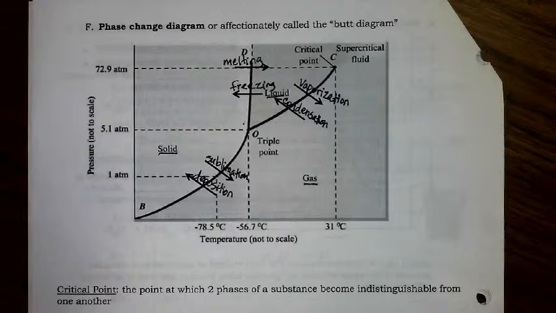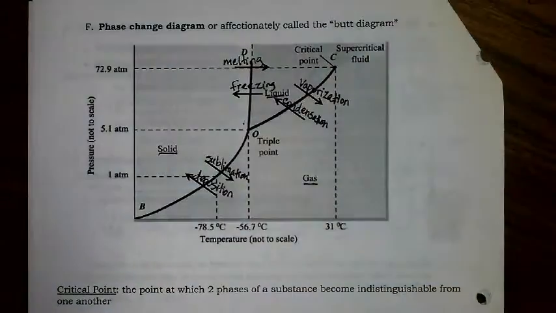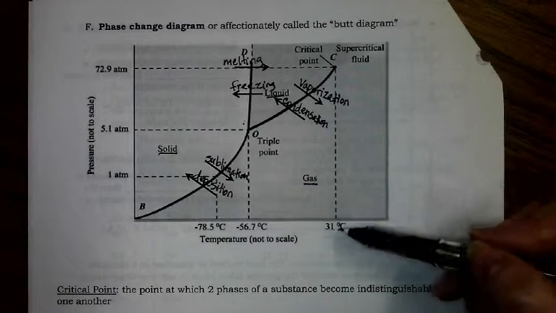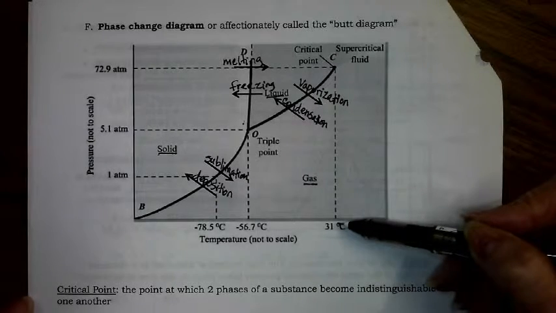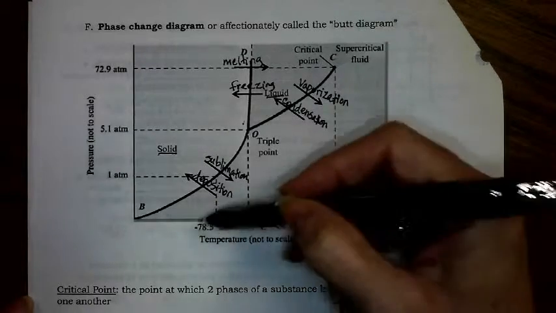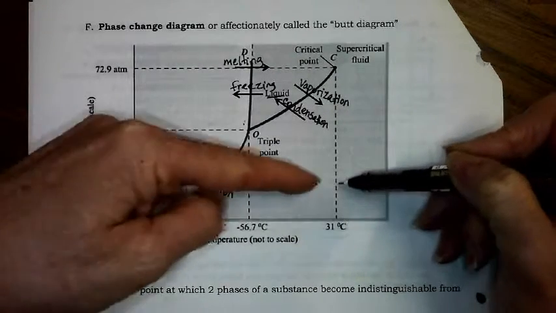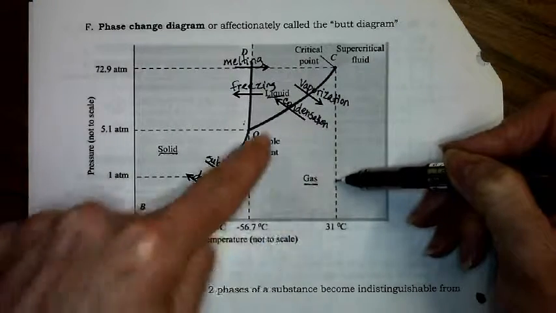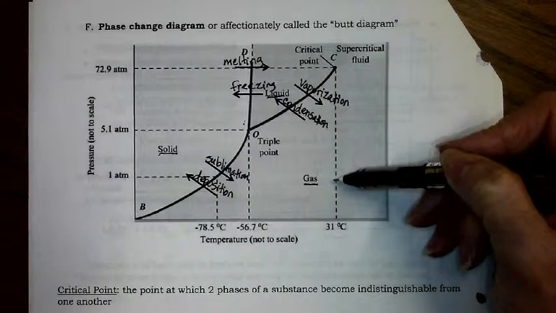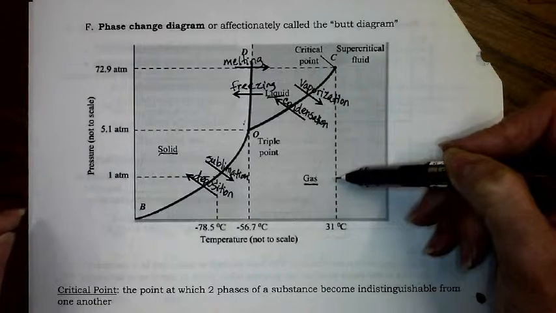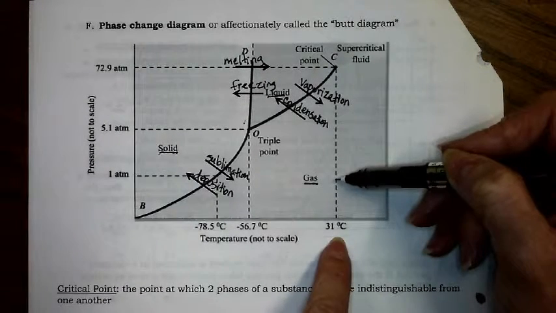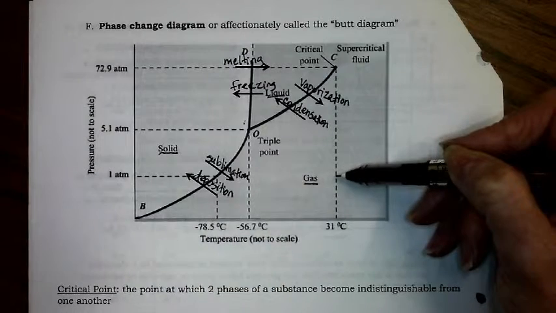So what we can do is look at this graph and tell, at any temperature and any pressure, what the phase of that substance is going to be. So what if we were at a temperature of 31 degrees Celsius but only 1 atmosphere? I go over to 31 degrees Celsius and up to 1 atmosphere, and where they meet is right here. That is definitely in the gas section of the phase diagram. So at that temperature and pressure, your substance would be in the gas phase.